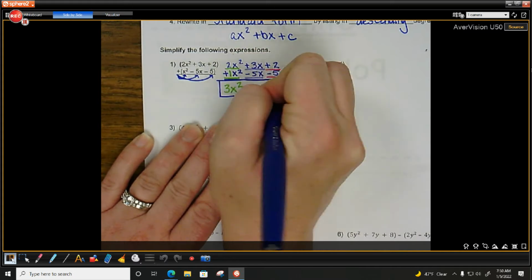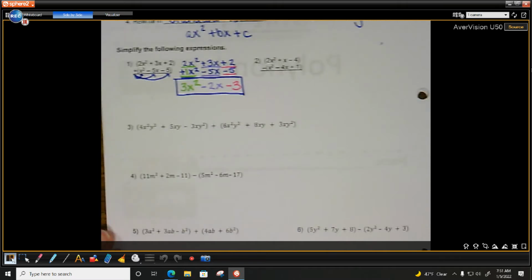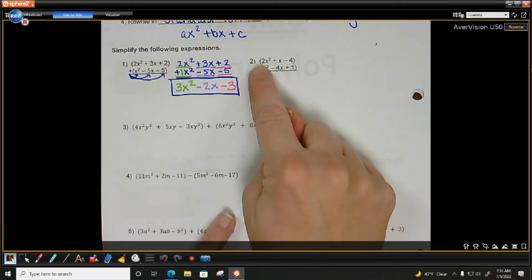So guys, today's lesson is super similar to what we've already done. Have we already distributed before? Yeah, you did that last year. Do you know how to combine like terms? Yeah, you did that last year. You've done it this year. Okay, so all of this stuff today is really a review of things we've done before. The only thing we're really adding is now just having the whole polynomial in parentheses.